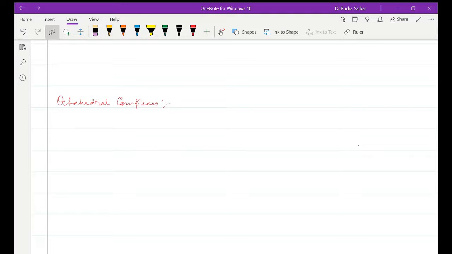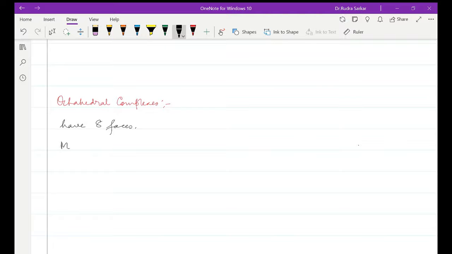Today we will be discussing octahedral complexes and the optical and geometrical isomerism in them. So initially I would like to say the octahedral complexes have 8 faces. Okay, when I say 8 faces I mean 8 triangular faces.